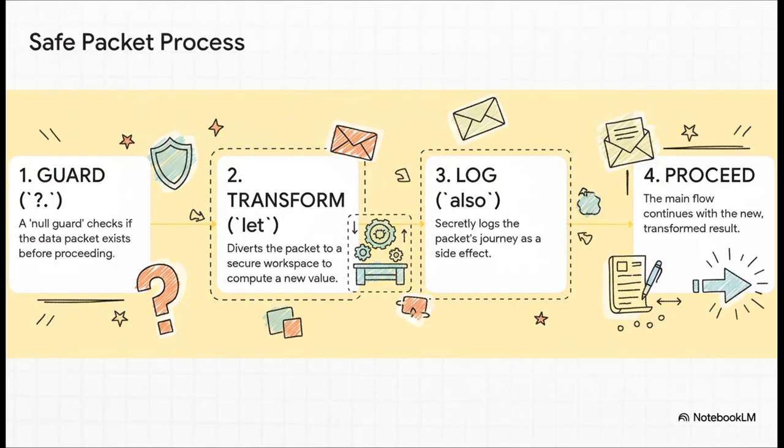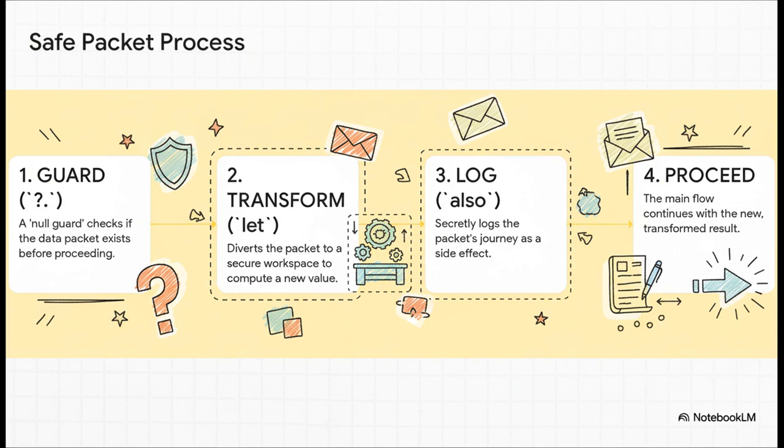So, how do we handle it? With a really precise, safe process. First, we use a safe call, that little question mark with a dot, which acts as our guard. It just checks, hey, does this packet even exist? If it does, then step 2. Let pulls that packet into a secure little bubble to transform it into something new. And at the same time, also can be working in the background, logging the packet's journey without getting in the way. Finally, the main flow just continues on with the new transformed value.